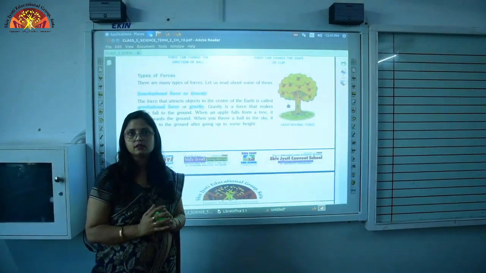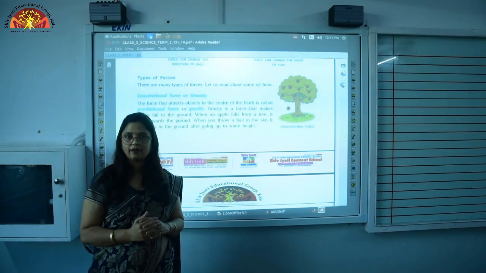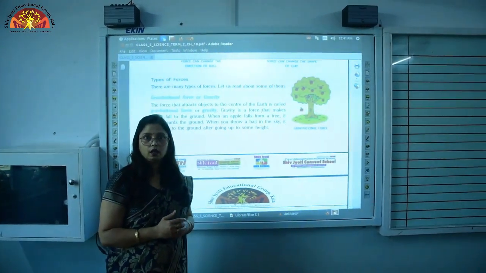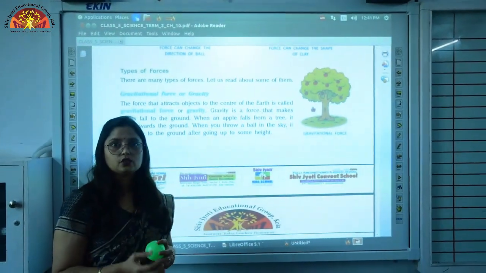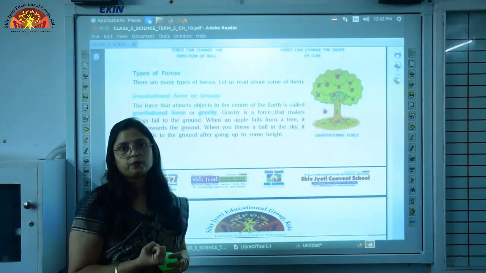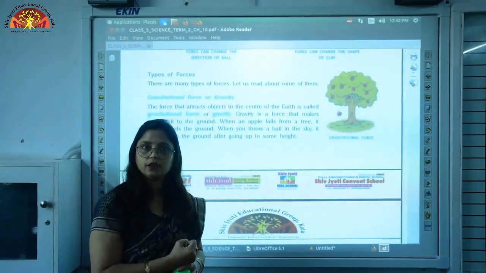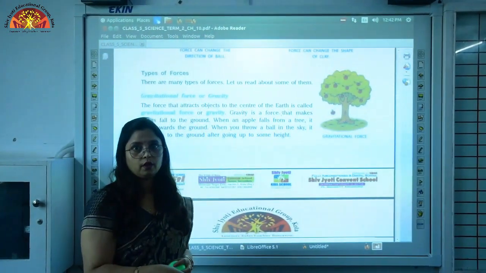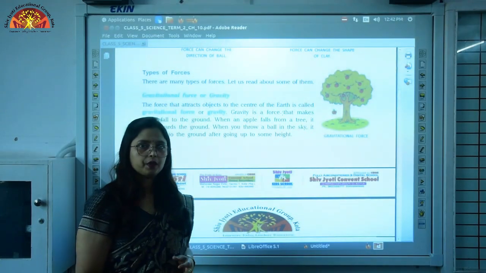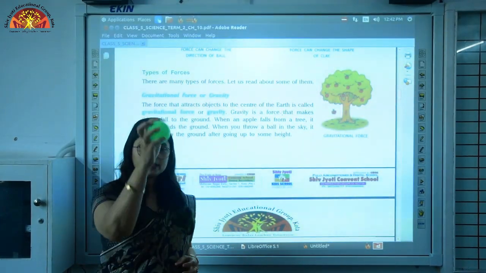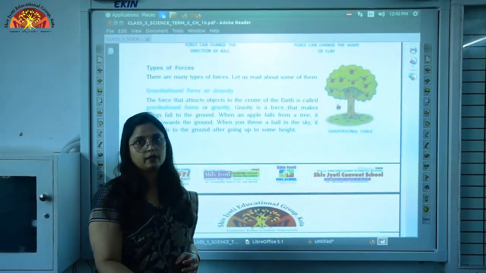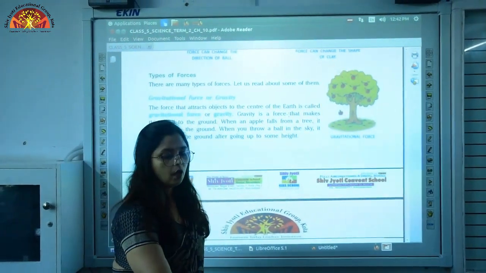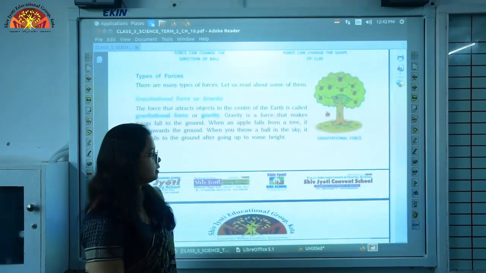So children, there is a force called the force of gravity or gravitational force which is there on the earth. This force tends to move objects towards the center of the earth. That's why every object falls down, even if we throw them up, they still come down. Okay children, so why is this so? This is due to the force of gravity. Now we come to another type of force.